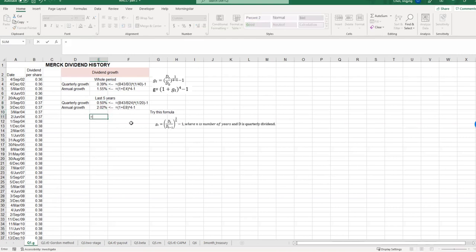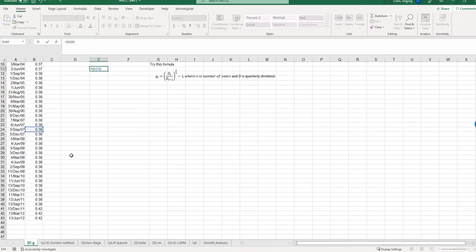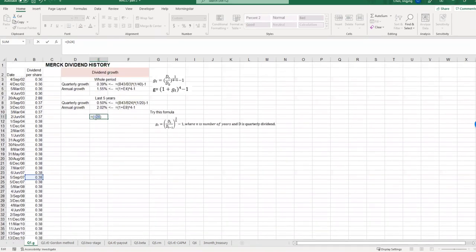So equals B24... B43 divided by B... Okay, that gives me the same result.